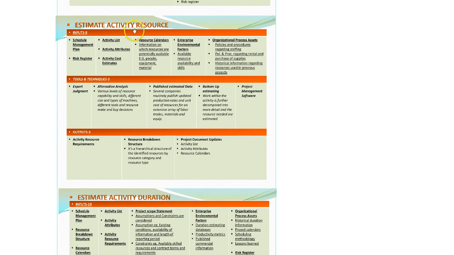Then the next one is estimate activity resources. Now, what this means is, I have an activity of laying the foundation for the house. Now I need a resource. I need to estimate how many people are needed to lay the foundation. Are we going to use machines? Are we going to use laborers? Are we going to use, what do you call it, some hi-fi, high-tech cranes? So we have to estimate the resource, right?